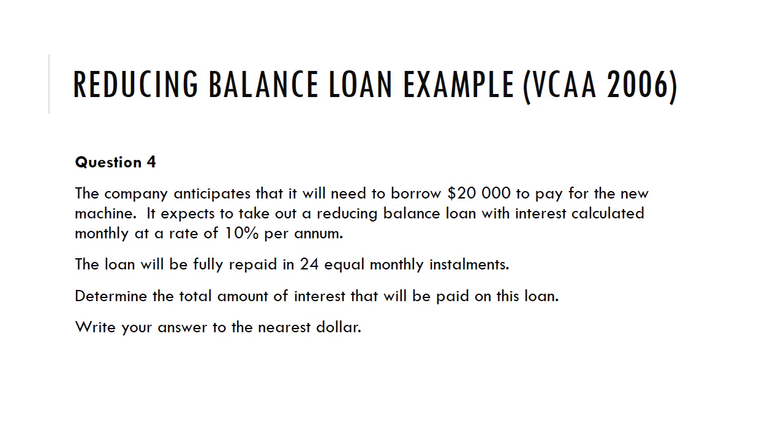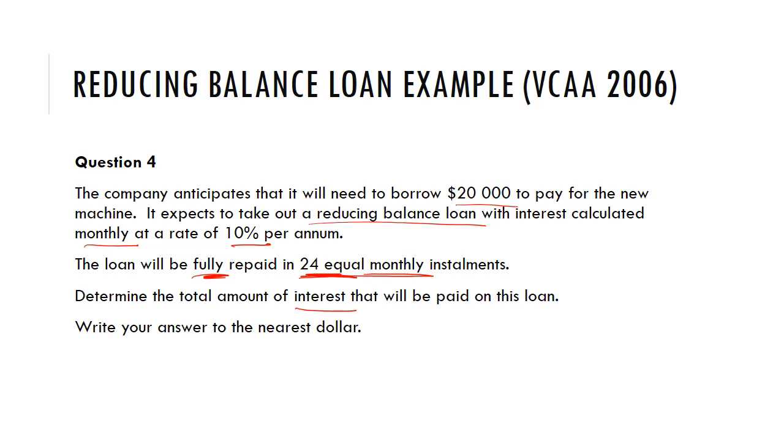Okay, so question 4, same exam paper, so same sort of scenario. The company anticipates that it will now need to borrow $20,000 to pay for the new machine. It expects to take out a reducing balance loan with interest calculated monthly at a rate of 10% per annum. The loan will be repaid fully in 24 equal monthly instalments. Determine the total amount of interest that's being paid on the loan.